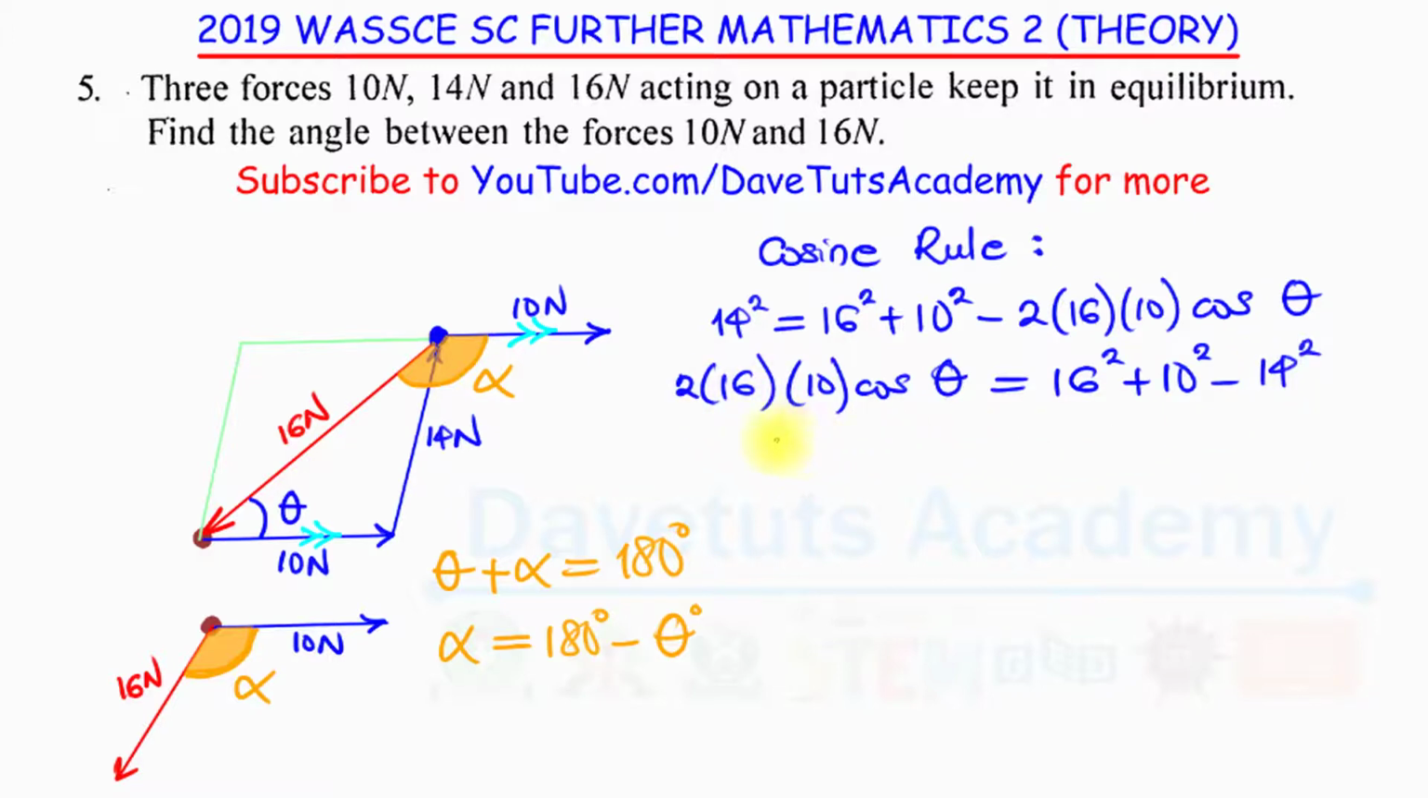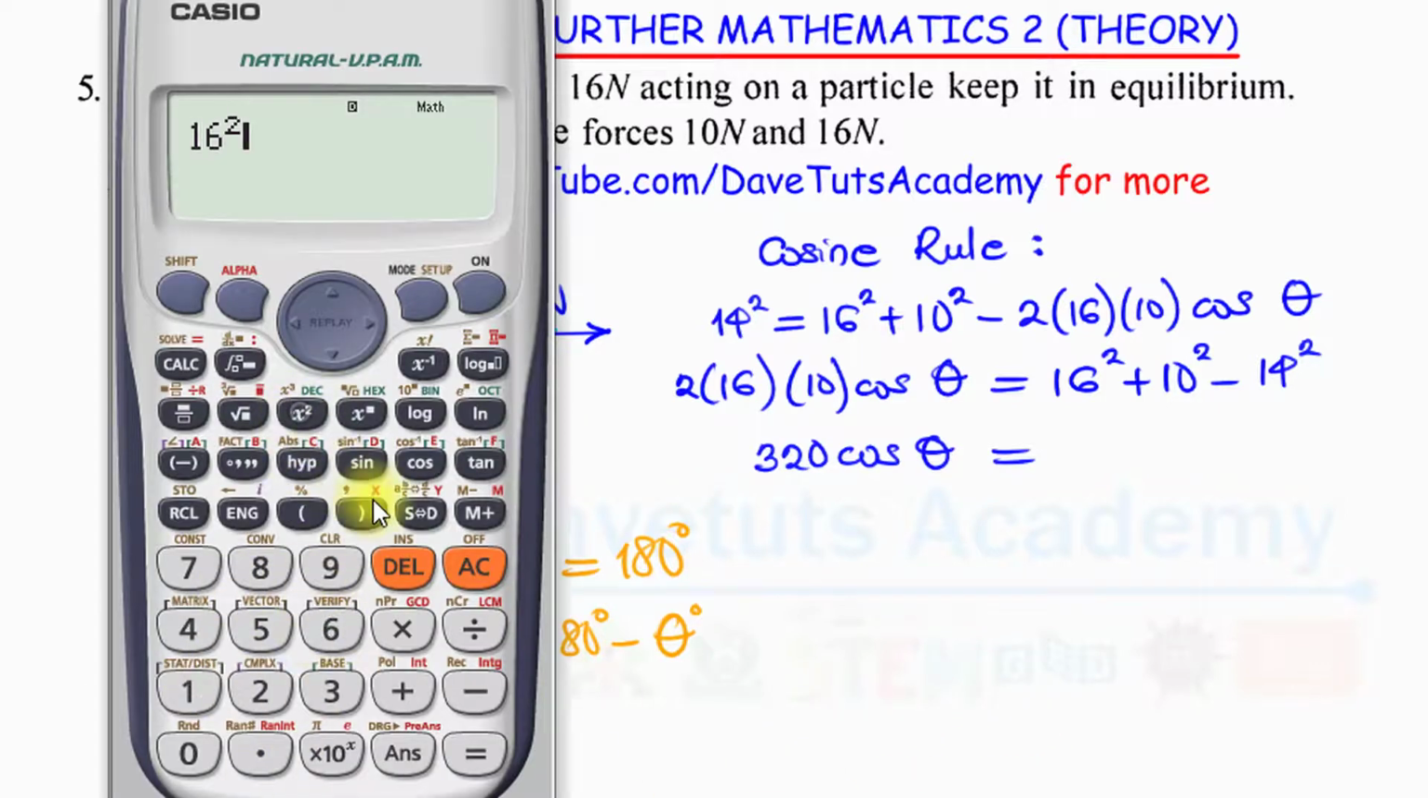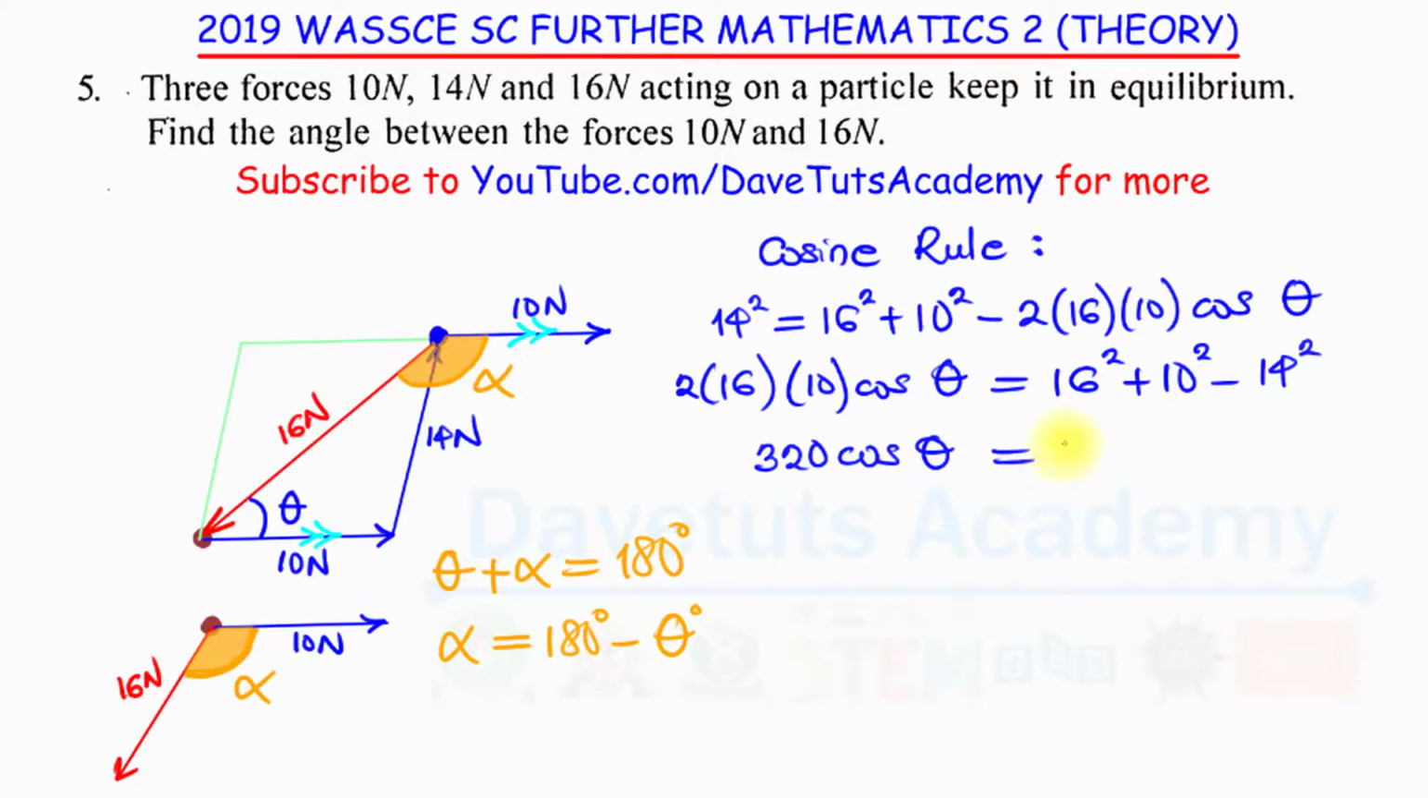Okay, so 2 times 16 is 32, 32 times 10 is 320, so we have 320 cos theta is equal to 16 square plus 10 square minus 14 square. Let's just use our calculator for that. So we are going to have 16 raised to power 2 plus 10 raised to power 2 minus 14 raised to power 2. That is 160. This is 160. And I can just divide both sides by 320. So here this 320 will cut this 320. 160 here 1, 160 here 2. So cos theta is 1 over 2, which is 0.5.